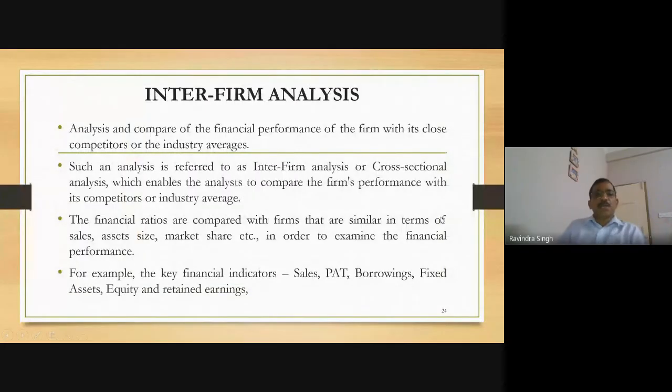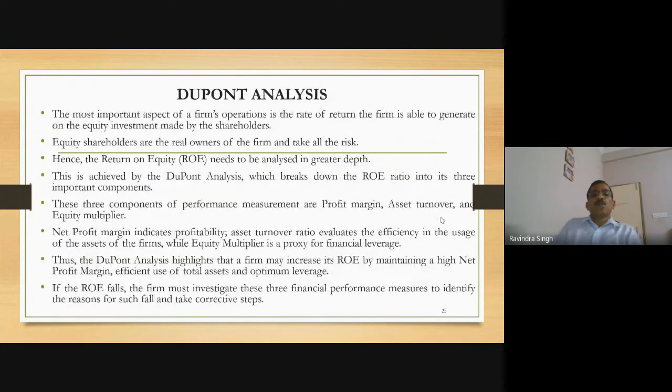For example, the key financial indicators are sales, profit, assets, borrowing, fixed assets, equity, and retained earnings. Now come to the Du Pont analysis. Like ratio analysis, there is one more analysis, the DuPont analysis, done before preparing the annual reports or any audit reports.